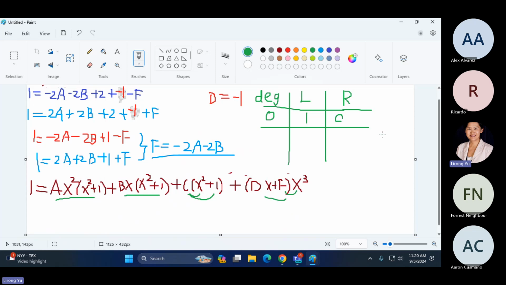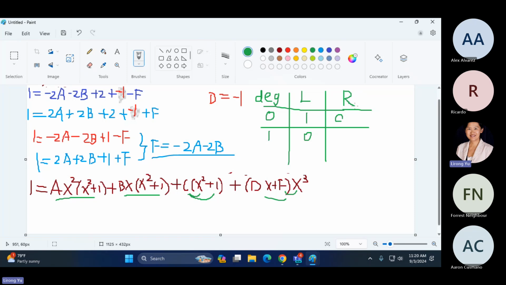So if you match the degree 0 term, the left side has a 1, and the only degree 0 term on the right side is C. So that indicates C has to be 1. And then there's the degree 1 term. The left side does not have any degree 1 term, so the coefficient is actually 0.